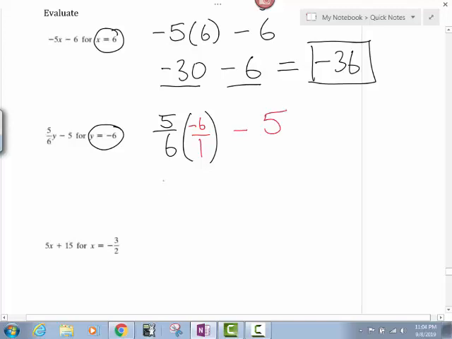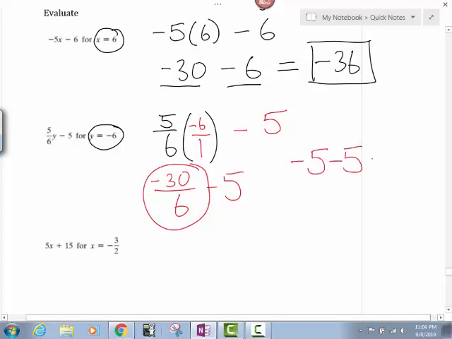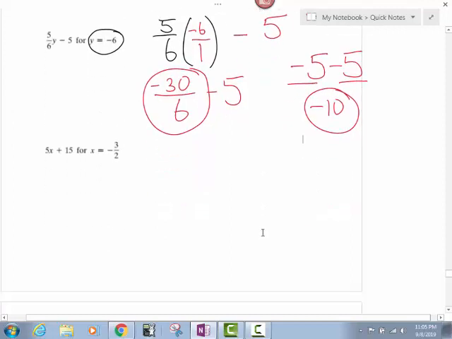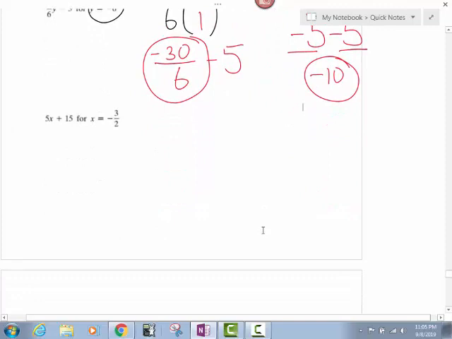So we have a couple options here. I'm just going to go ahead and multiply straight across. That's going to give me a negative 30 over a positive 6 minus 5. When we divide these numbers, negative 30 divided by positive 6 is a negative 5 minus another 5. So I owe you $5. I borrow 5 more. Now I owe you 10. Okay. Let's try the next one here.